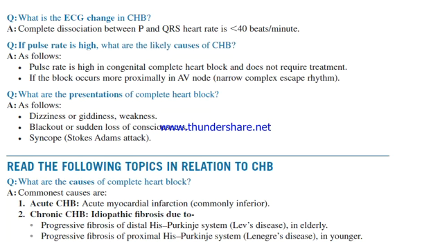If pulse rate is high, what are the likely causes of complete heart block? As follows: pulse rate is high in congenital complete heart block and does not require treatment if the block occurs more proximally in AV node. Narrow complex escape rhythm. What are the presentations of complete heart block? The presentations are dizziness or giddiness, weakness, blackout or sudden loss of consciousness, syncope, Stokes-Adams attack.